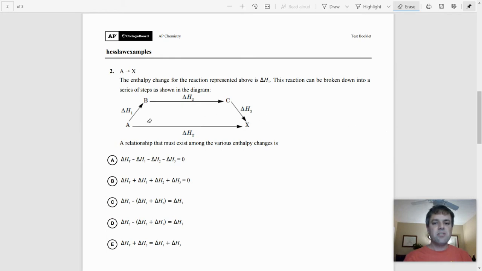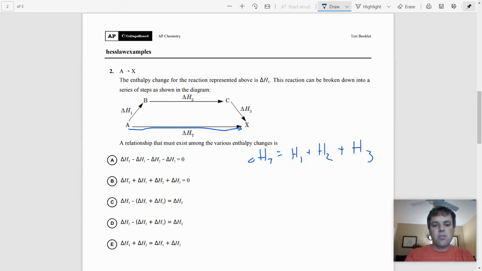It says that the enthalpy change for the reaction represented above, A turns into X, so essentially going right along this pathway here, is delta HT. It says the reaction can be broken down into a series of steps where A makes B, then B makes C, and then C makes X. It says a relationship that must exist is what? And the simplest and easiest relationship to see is that delta HT equals delta H1 plus H2 plus H3.